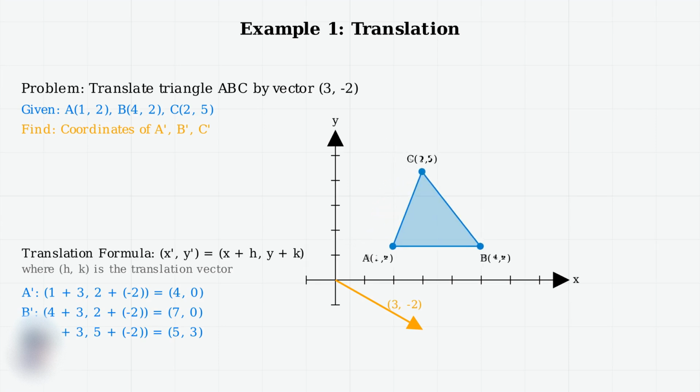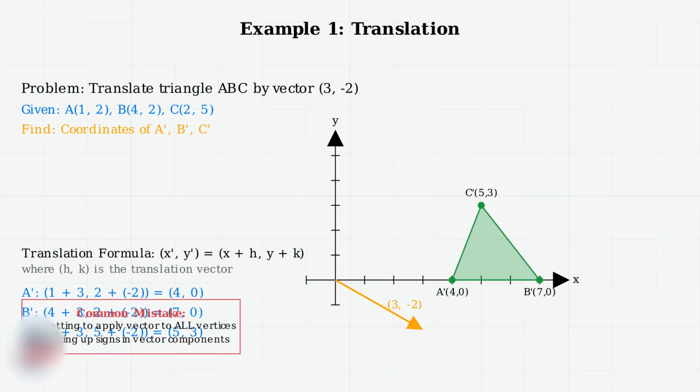Now let's see the transformation in action. Watch as triangle ABC slides to its new position to become triangle A prime, B prime, C prime. Notice how the shape and size remain exactly the same, only the position changes. Perfect. The translation is complete. A common mistake students make is forgetting to apply the translation to all vertices, or mixing up the signs in the vector components.